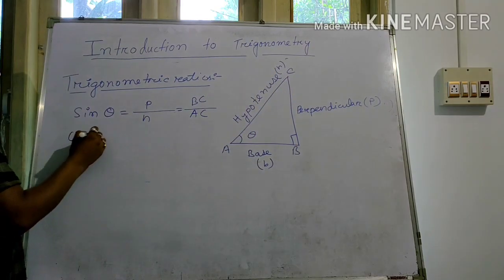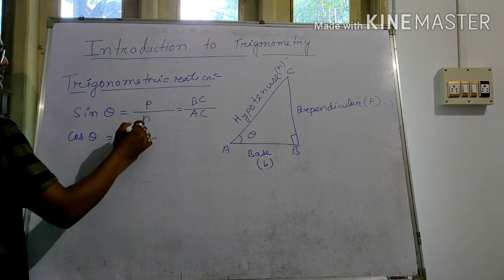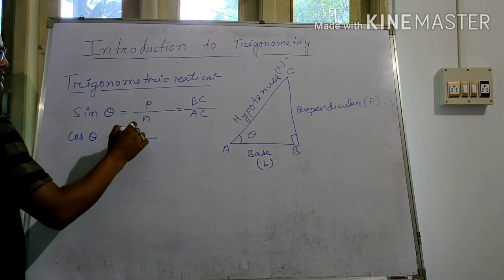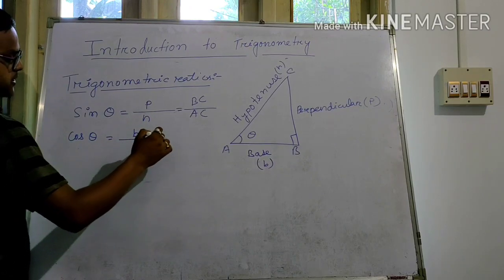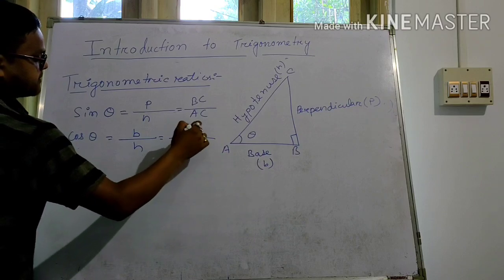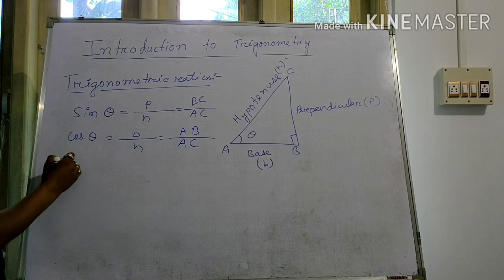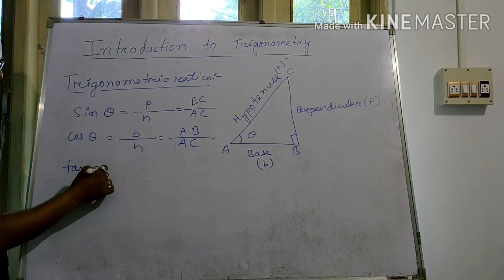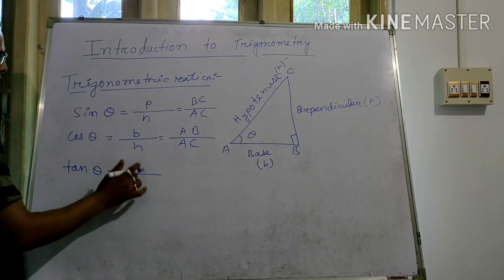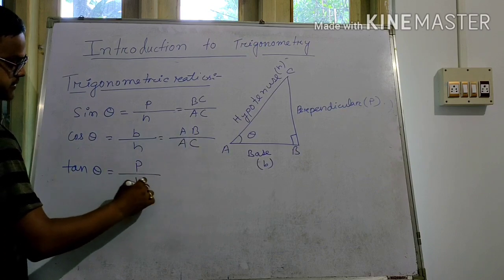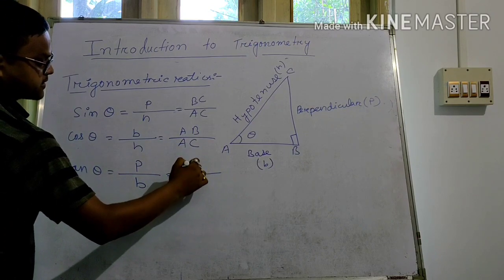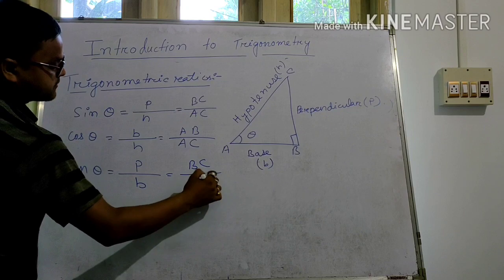Next one is cos theta. Cos theta is base by hypotenuse. Here the base is AB and the hypotenuse is AC. The last one is tan theta. Tan theta is perpendicular by base, that is BC by AB.